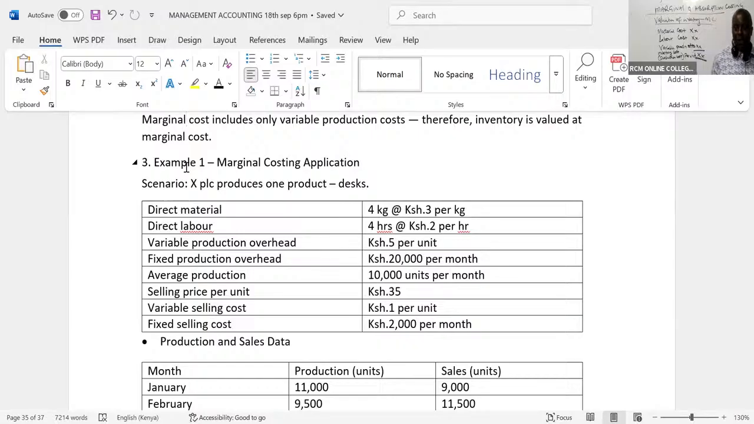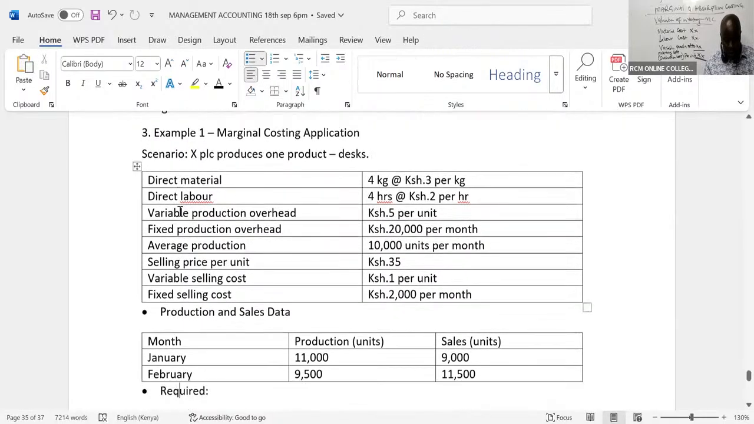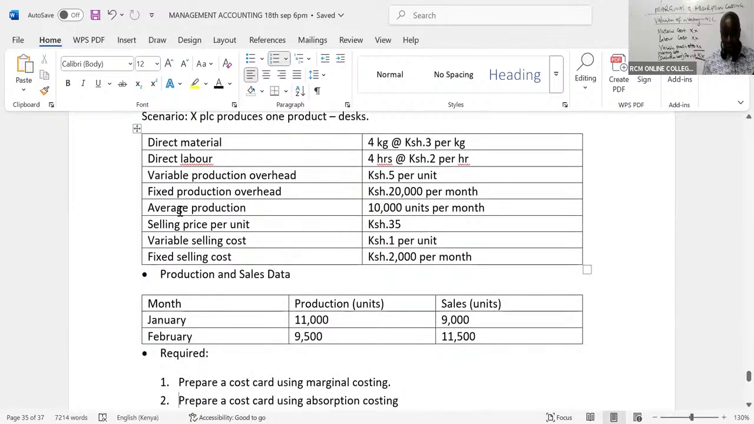I think I took you a bit faster. We have direct materials for a desk, 4 kilograms each going for 3 per kilogram. We have direct labor, 4 hours each going for 2 per hour. Then we have variable production overhead, fixed production overhead, average production, selling price per unit, variable selling cost. Then we have fixed selling cost, 2,000. Then you can see the quantities. We have the month of January. Month of January, we produced how many units?